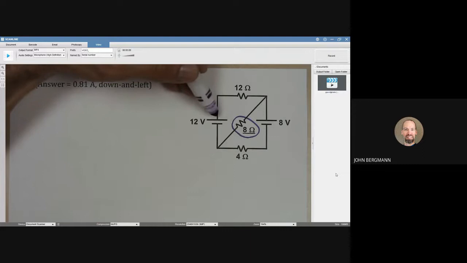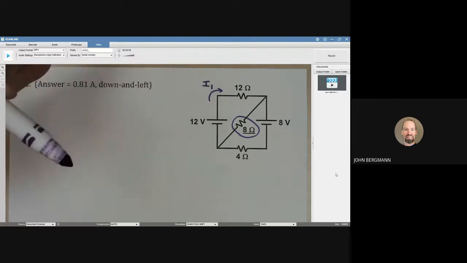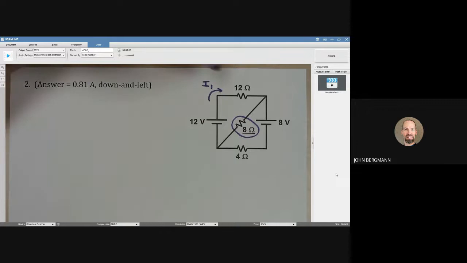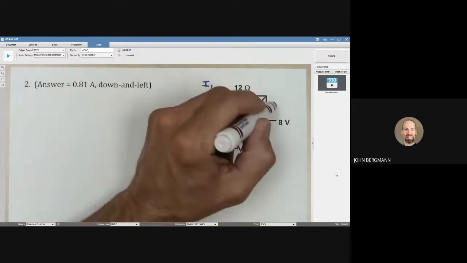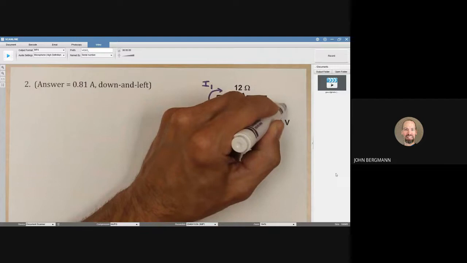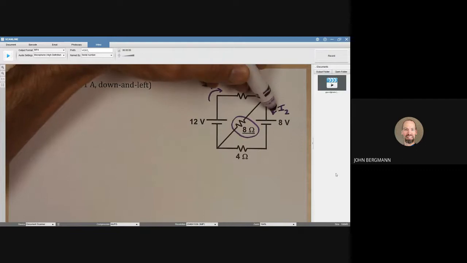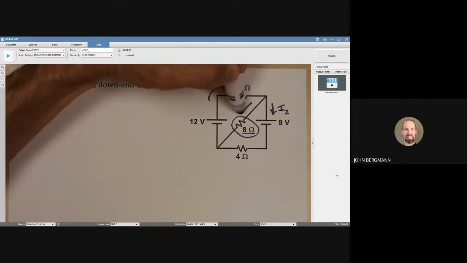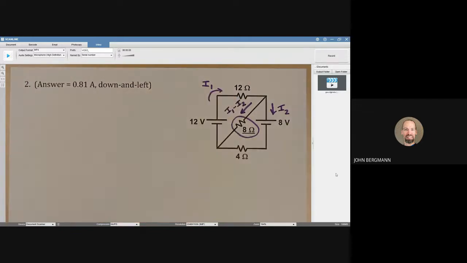Well, this is a 12-volt battery, so I'm going to assume that there's an I1 current going around in that direction. There are all kinds of ways you can do this; I'll show you a slightly different way here. I1, I1, I1, I1, and then right here, let's assume that I1 splits and an I2 goes that way. If I1 goes into that junction and I2 splits off, then what is going this way is I1 take away I2, and check to make sure that that's consistent.